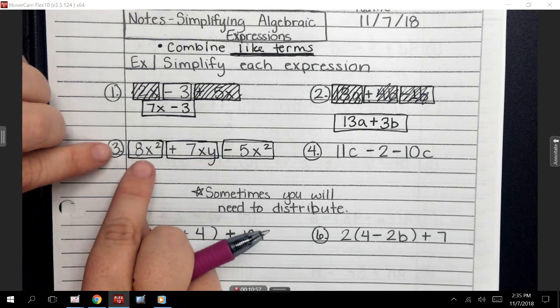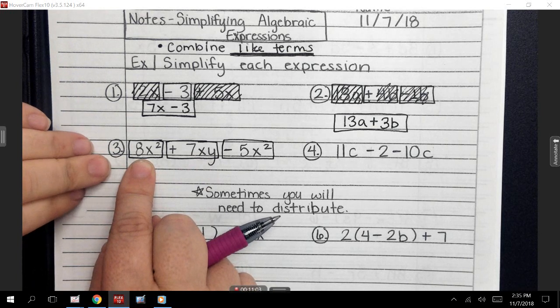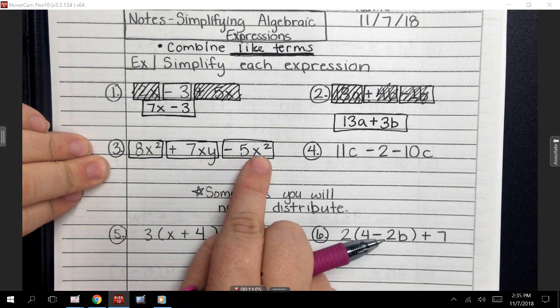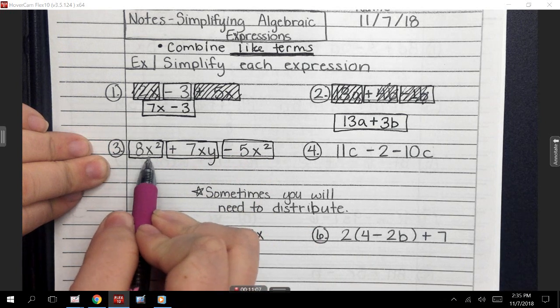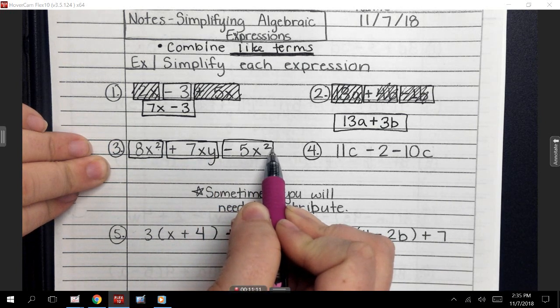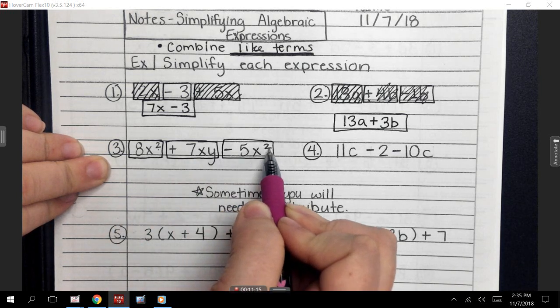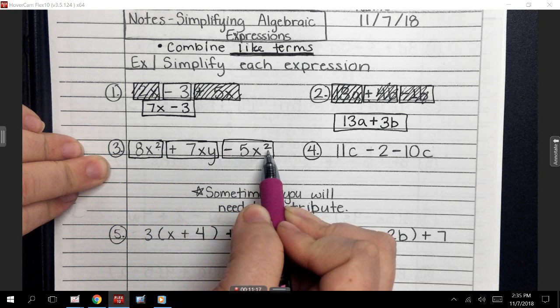So when I'm looking here, I have 8x to the second power. What's going to match with that? Maddie? The third one, the very end. So it's going to say 8x to the second minus 5x to the second. What do I get there, Joelle?